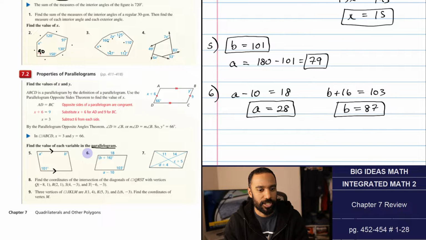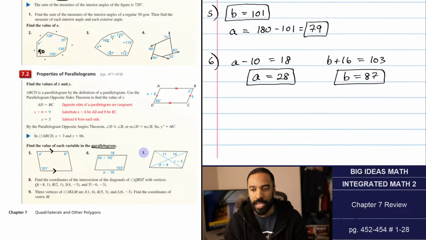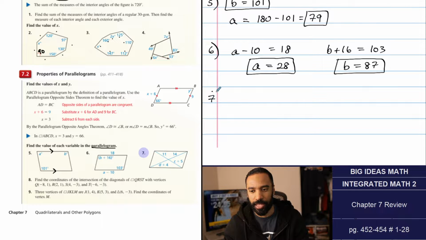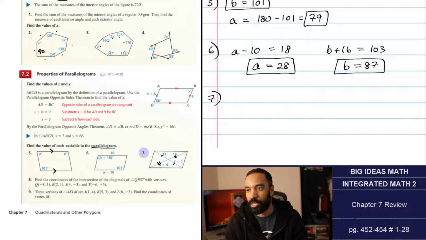There's number 6. Number 7 has to do with the diagonals of the parallelogram. Diagonals do bisect each other, so like I said, it splits them in halves, but it splits them into congruent parts. So this guy will be the same as this guy, and then this guy will be the same as this guy. The diagonals aren't necessarily congruent to each other, no, but the parts of the diagonals that are split will be congruent to each other.